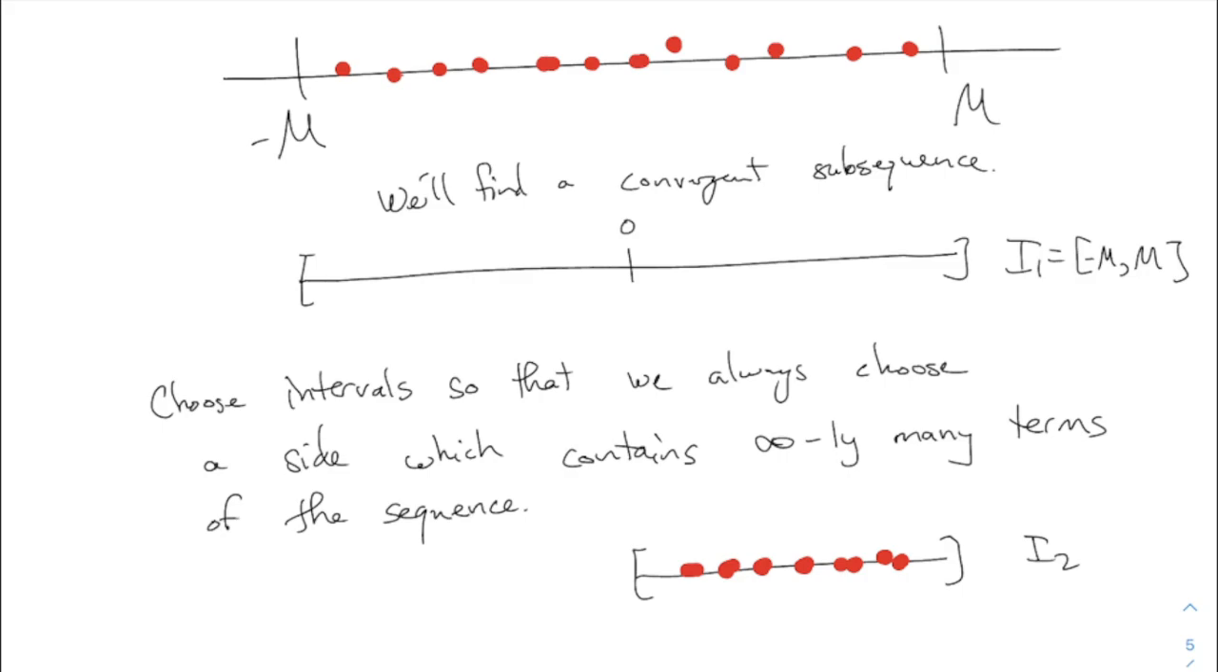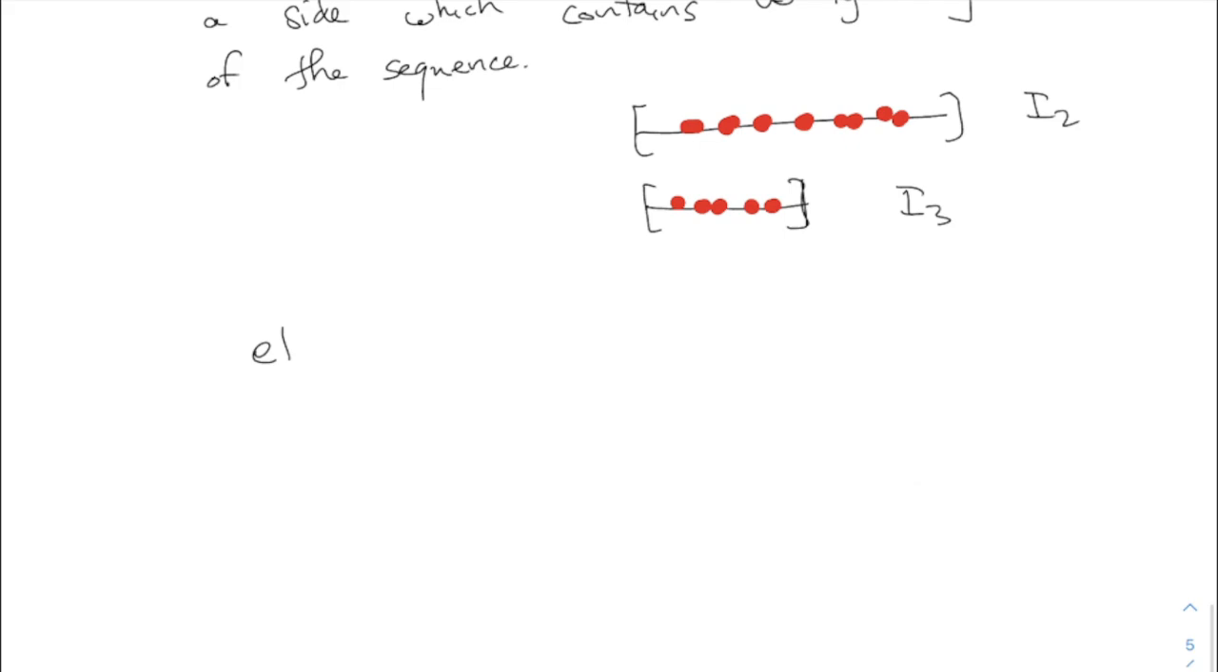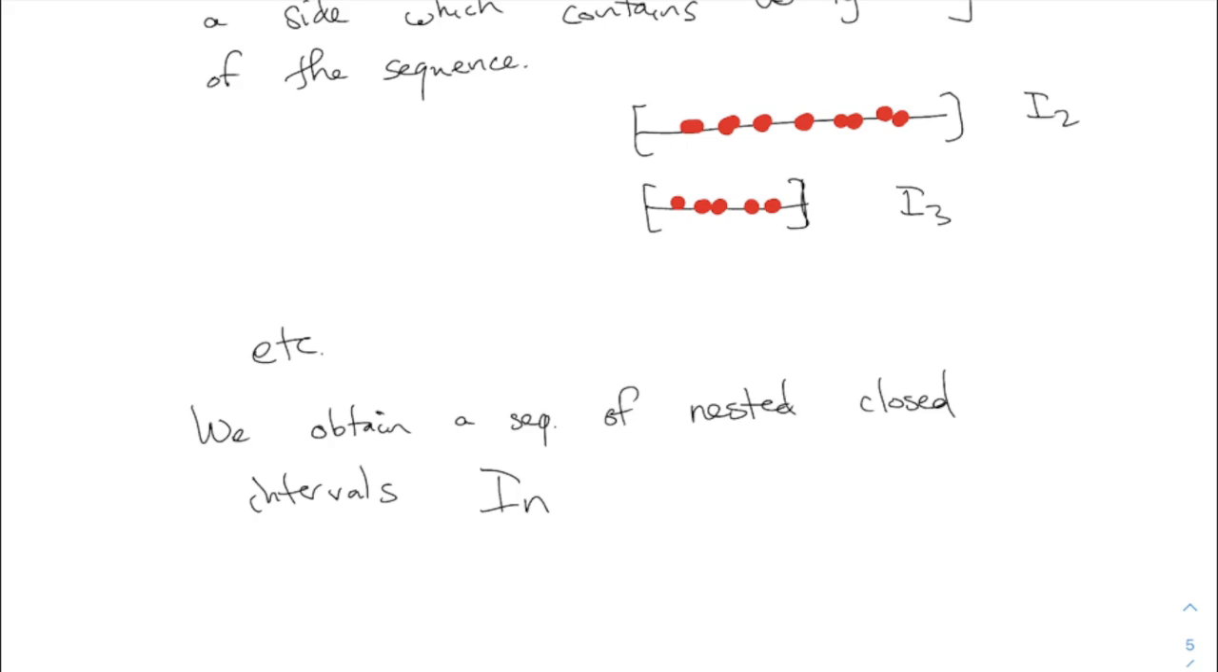And then I divide this in half again, and maybe I'll choose this side this time. I don't know. You always choose a side which has infinitely many points in it. All right, this is I3, etc. Okay? What happens here is we obtain a sequence of nested closed intervals. I'll call them I_N. And every one of them contains terms from the sequence, right? In fact, they all contain infinitely many terms from the sequence, although that's not as important. So we obtain a sequence of nested closed intervals, I_N, and all contain terms of the sequence.